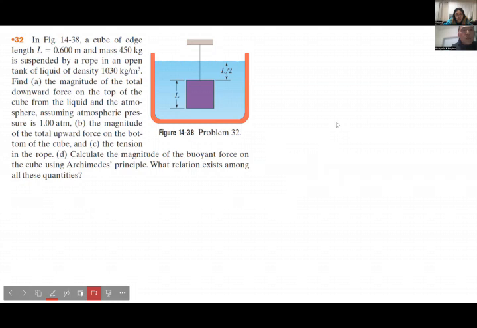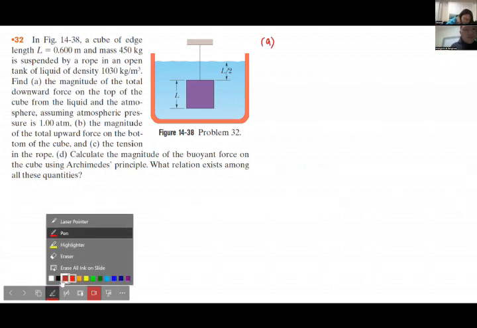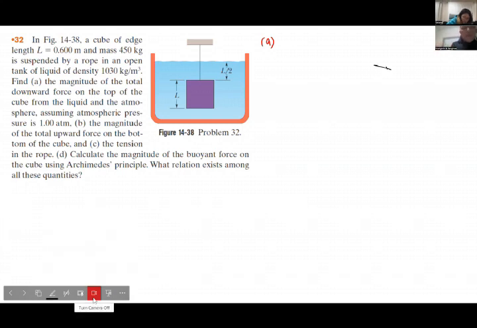So number one, you're going to find the magnitude of the total downward force on top of the cube from the liquid and atmosphere, assuming the atmospheric pressure is 1 atm. Let's take a look. The top surface of this cube is L over 2 below the surface of the water. So let me change the color of this. The depth H of the top of this cube is L over 2, right?